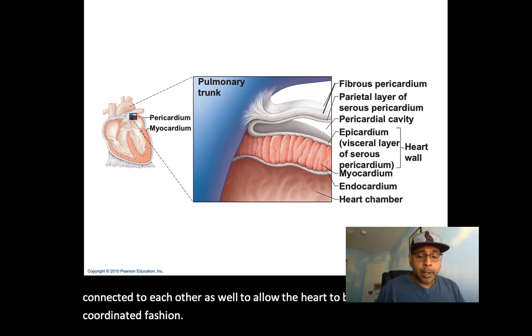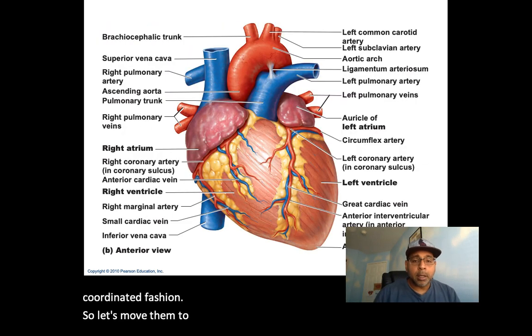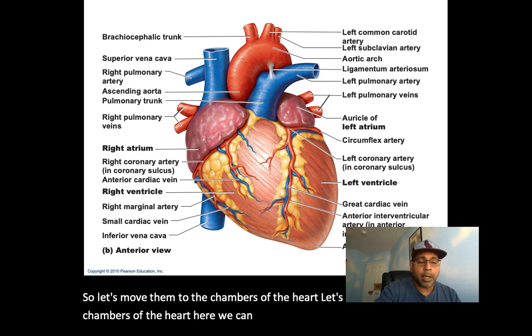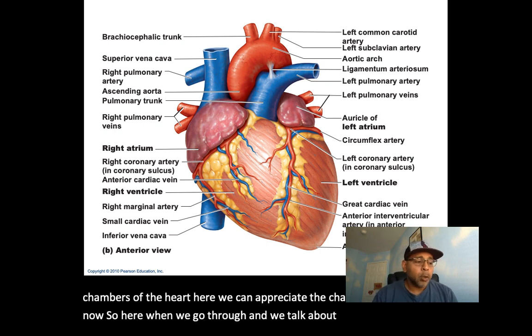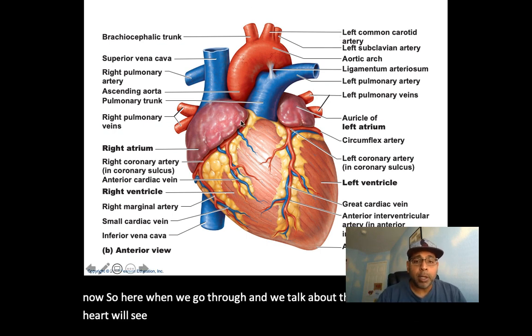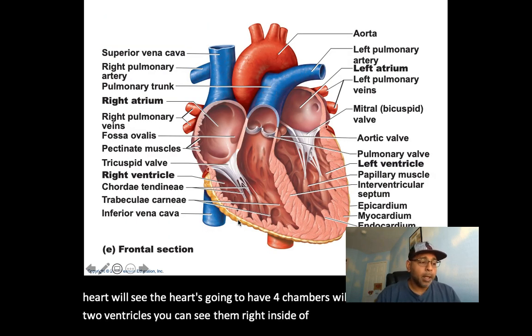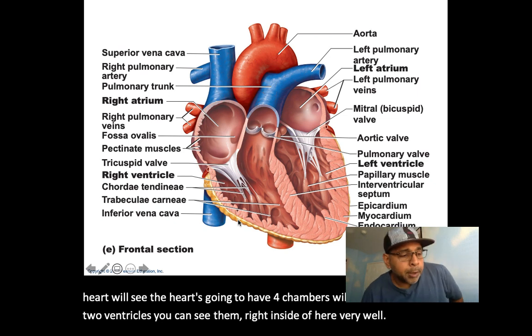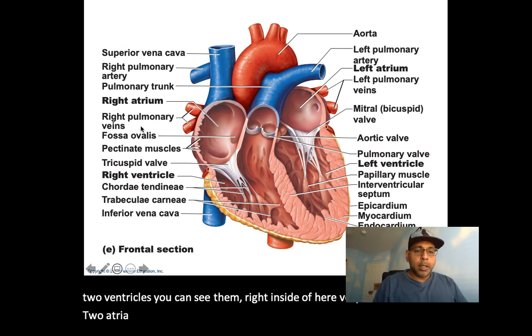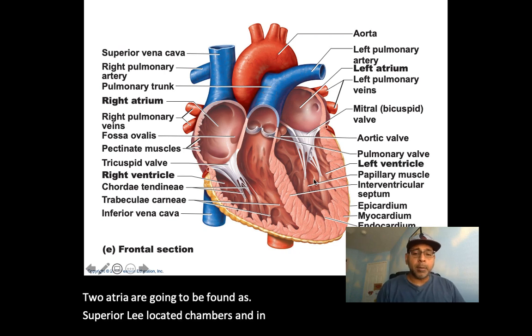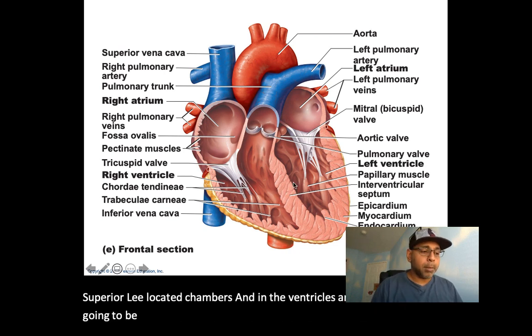So let's move then to the chambers of the heart. Here we can appreciate the chambers of the heart now. We'll see the heart's going to have 4 chambers. We'll have 2 atria and 2 ventricles. You can see them right inside of here very well. 2 atria are going to be found as the superiorly located chambers. And then the 2 ventricles are going to be the more inferiorly located chambers.